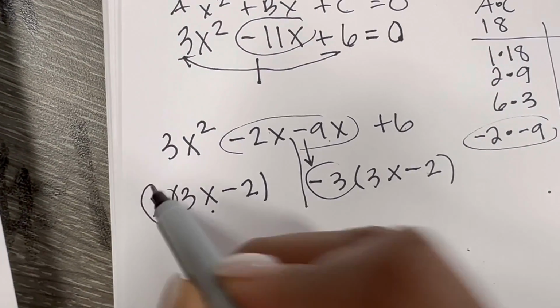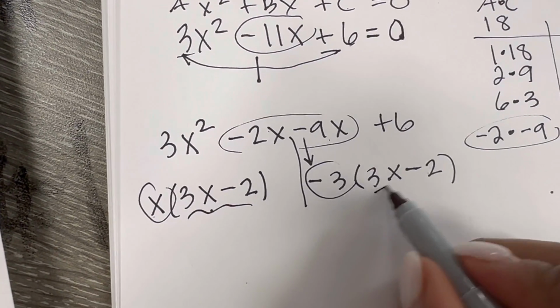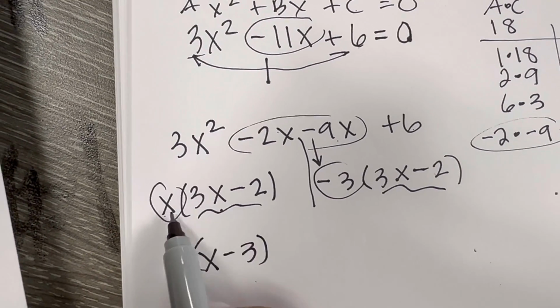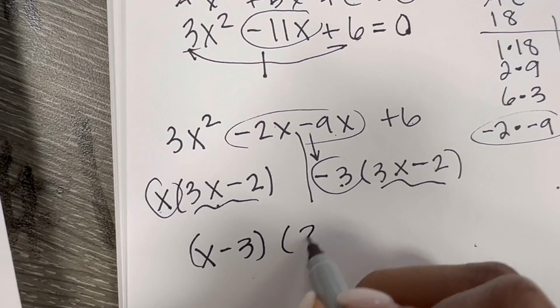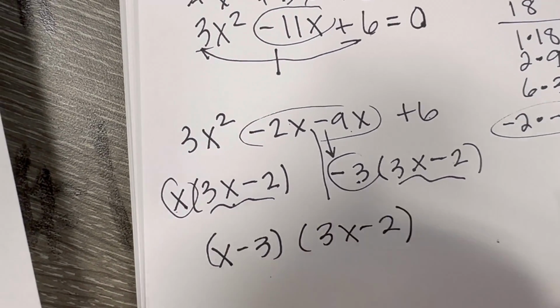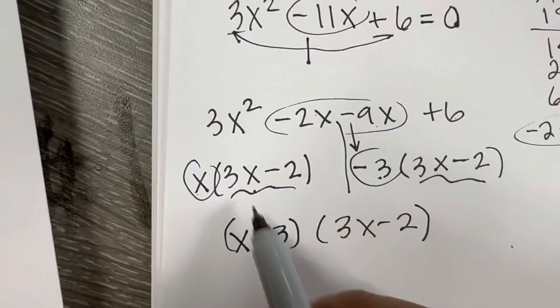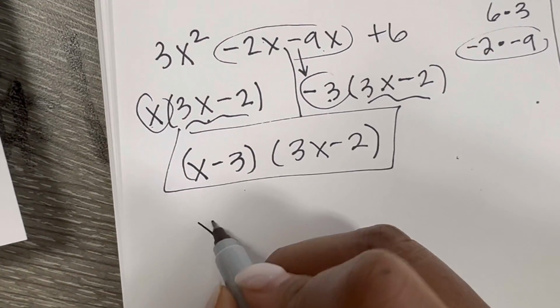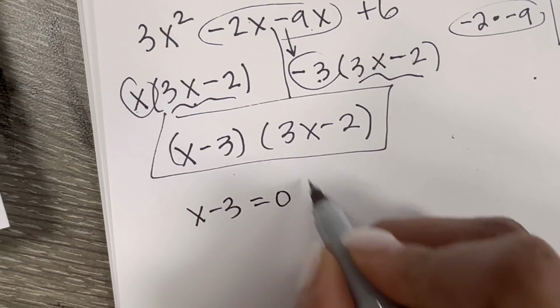Circle your outsiders. Code your insiders. Okay, group your outsiders. Group your insiders. And there's your 2 factors. If it's asking for the zeros or x-intercepts, you have to set each factor to 0.